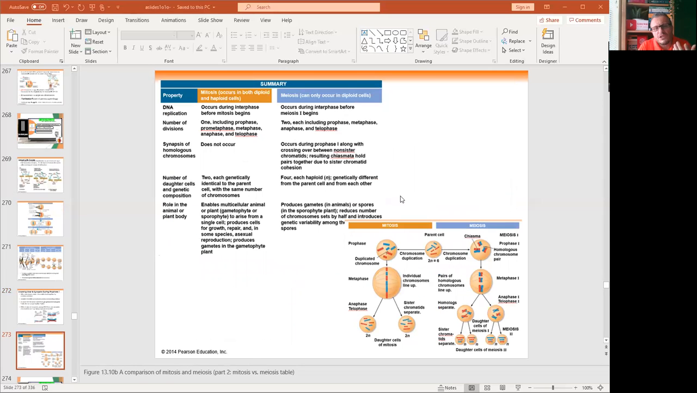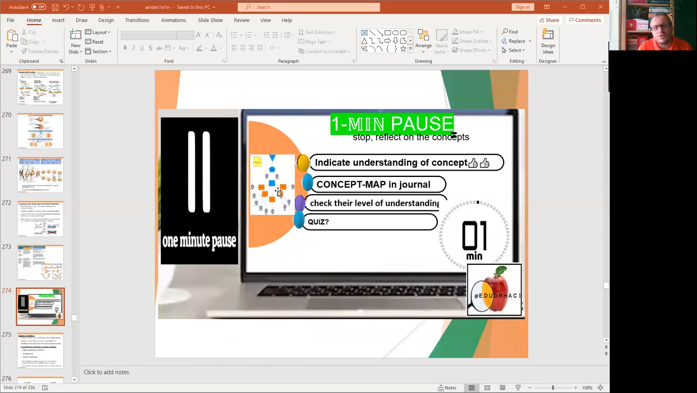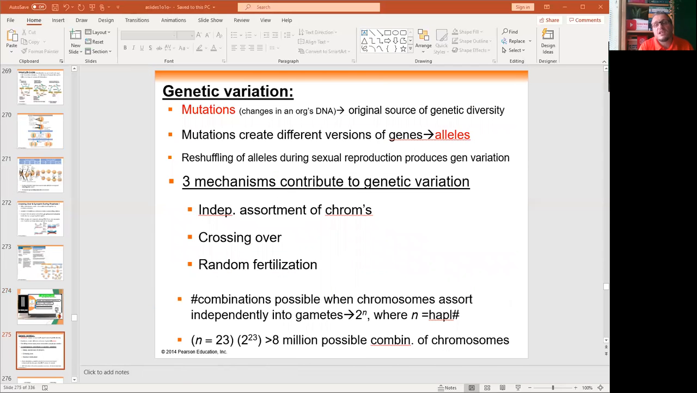Crossing over is when the chromosomes get close to each other and exchange parts. That can contribute to genetic variation. What else can contribute to genetic variation? Mutations, which are rare changes in an organism's DNA. The original source of genetic diversity is really mutations. They can create versions of genes we call alleles. Reshuffling of alleles during sexual reproduction produces genetic variation.